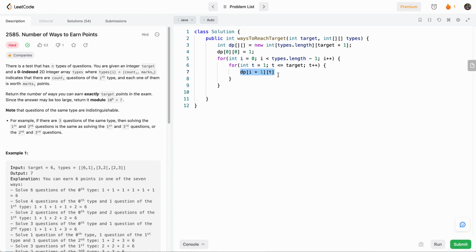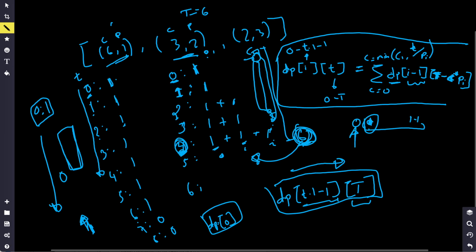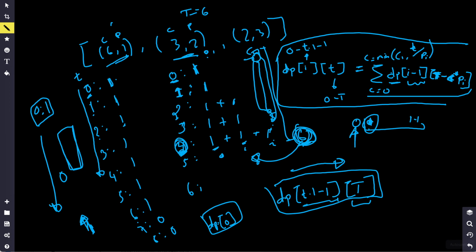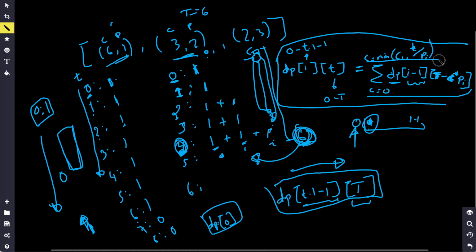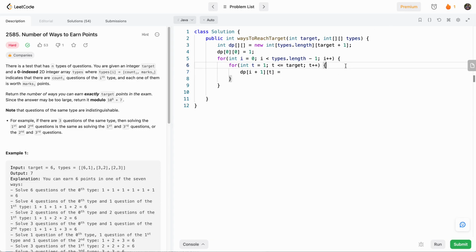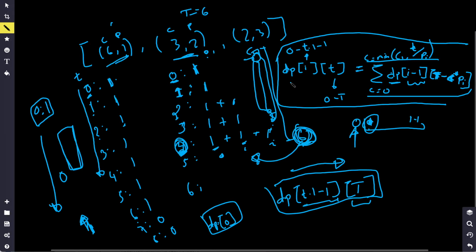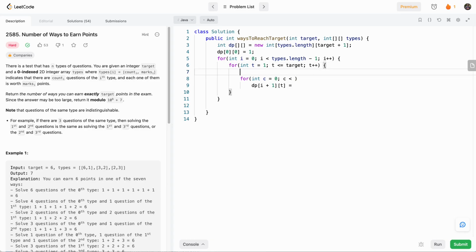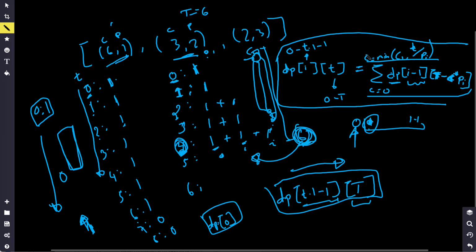And that will be equal to this quantity over here. So we're going to do a summation from c equals 0 to c equals this. So let's go ahead and set up that loop. It's going to be for int c is equal to 0, which means I chose to solve 0 questions, right? C is, so basically the capital C, which I'll call C sub this quantity over here.